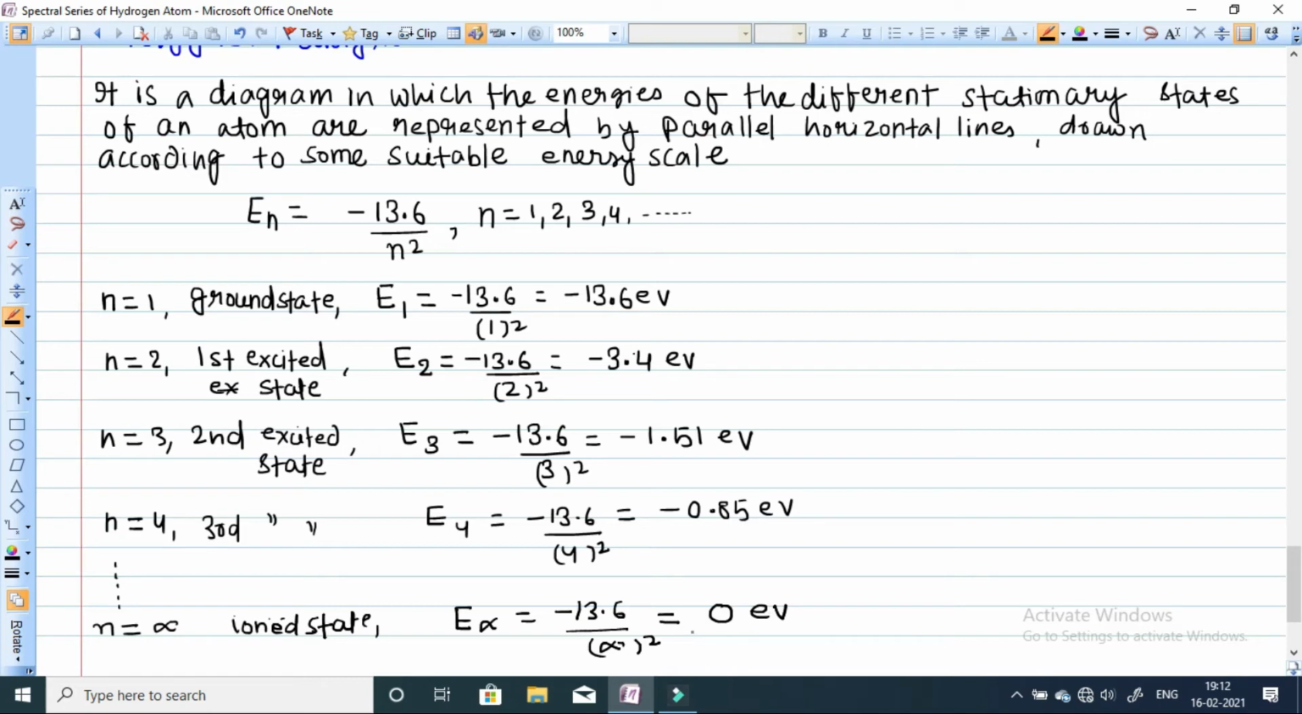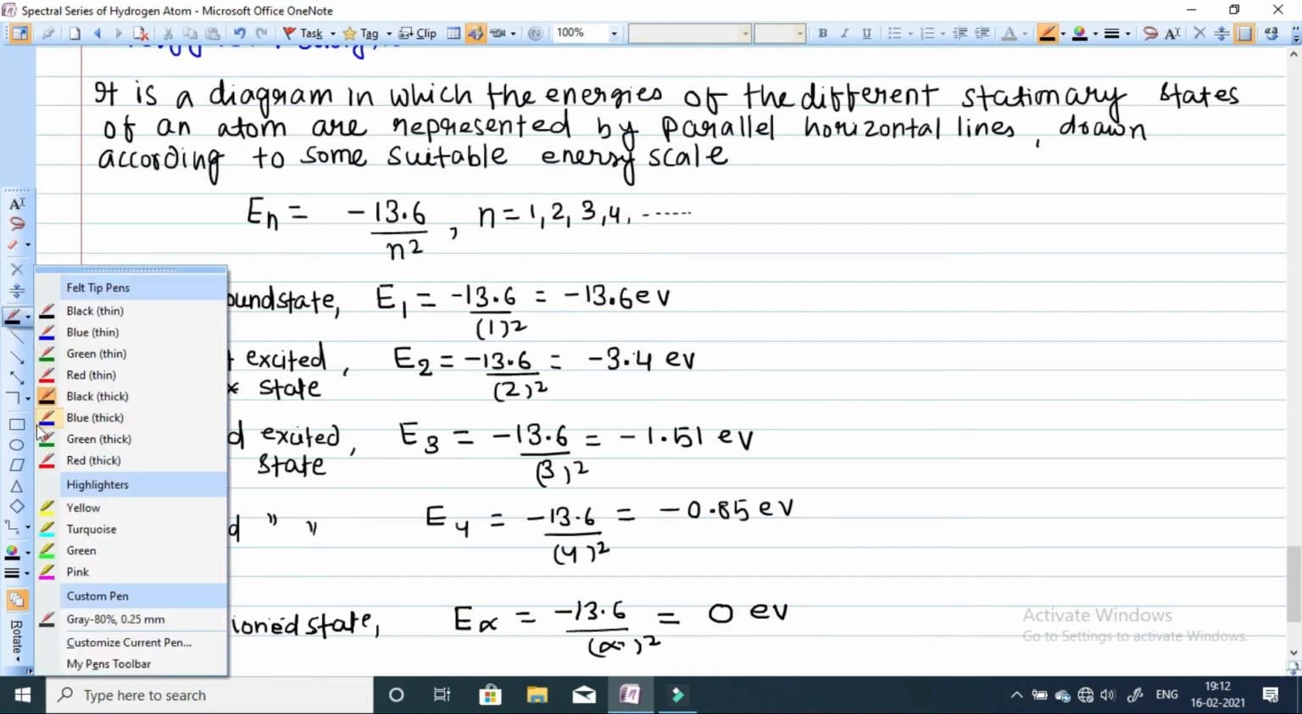Okay, so we have calculated the energy of all these states. Now we are representing this energy by parallel horizontal lines. By choosing some suitable scale, we will plot the graph. And this diagram we will obtain is basically the energy level diagram. At the same time, we know this formula also, which gives the wavelength of the different series.